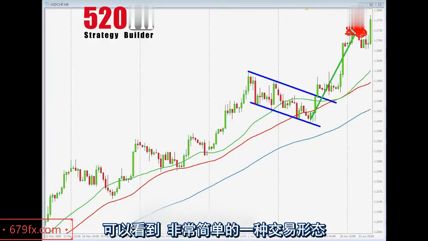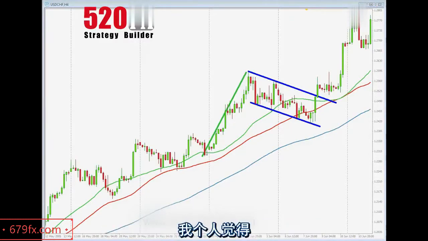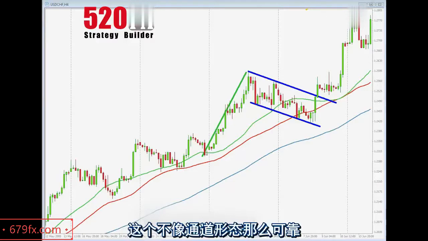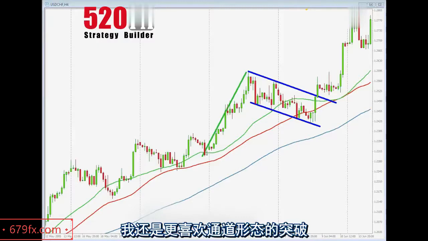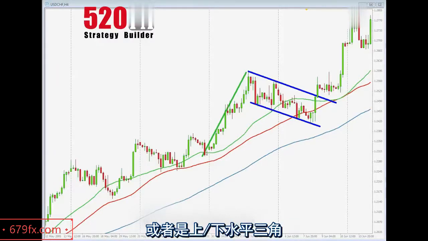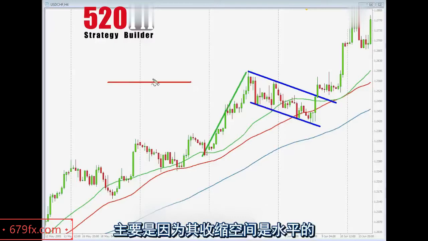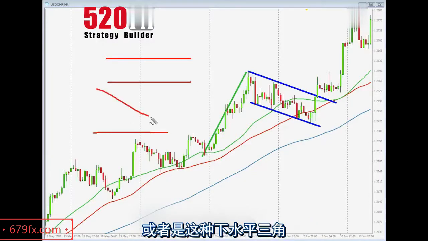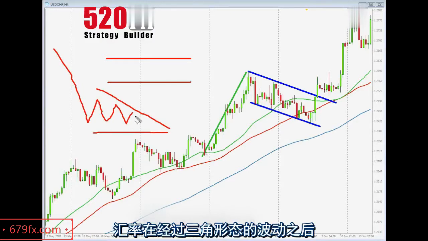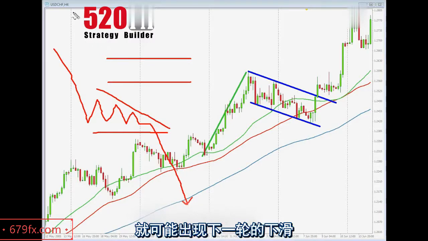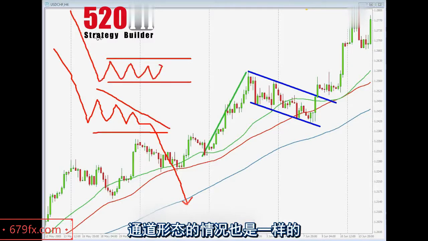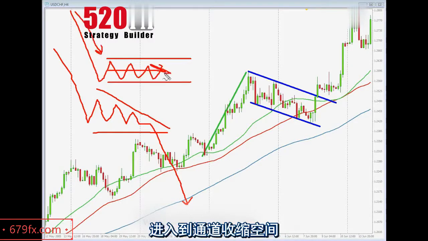So as you can see, it's a very easy type of trade, a very easy type of price pattern. In my opinion, it's not as reliable as range breakouts. I still like range breakouts and flat bottom or flat top triangles better than flags, simply because it's a sideways range, or like I was saying, a flat bottom triangle. Imagine price coming from above. Once it gives a breakout, basically you enter short, hoping to ride a new swing to the downside. With channels it's basically the same thing. Price comes from above, enters a period of consolidation, and then it breaks to the downside.